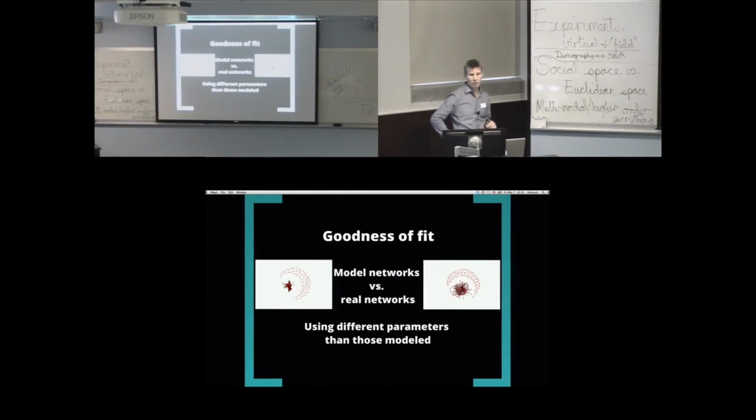As with the ERGM, we test for the goodness of fit for the model. So after we estimate the model, we simulate networks and we compare the model networks to the real networks. And this network, for example, does not seem very similar to this one. So maybe the model that we have does not really explain the process that we observe.